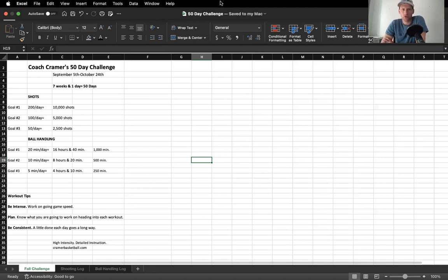Goal one is 200 shots a day for 50 days. Goal two, 100 shots a day for 50 days. Goal three is averaging 50 shots a day for 50 days. And we go through this same thing, as I mentioned before, with handling the ball.